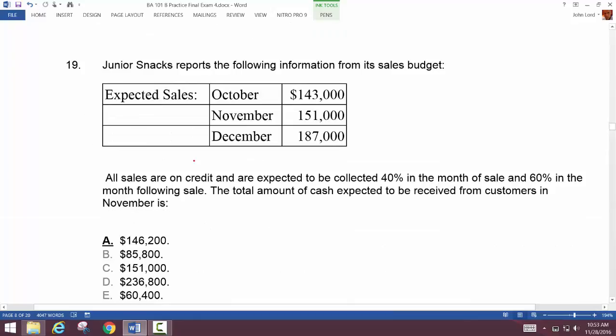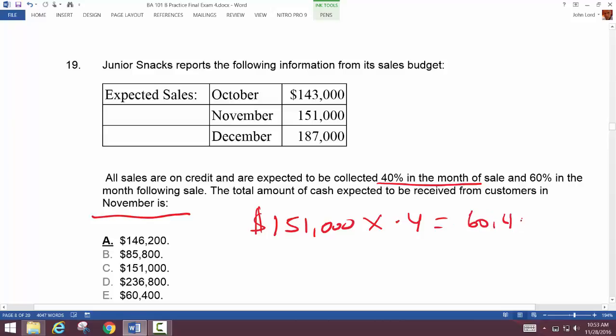Okay, Junior Snacks: the total amount of cash expected to receive from customers in what month? In November, and they tell us all sales are on credit and are expected to be collected 40% in the month of sale. So $151,000, right? Times 0.4 will be collected. What's that? 60,400, you say? Okay, good.